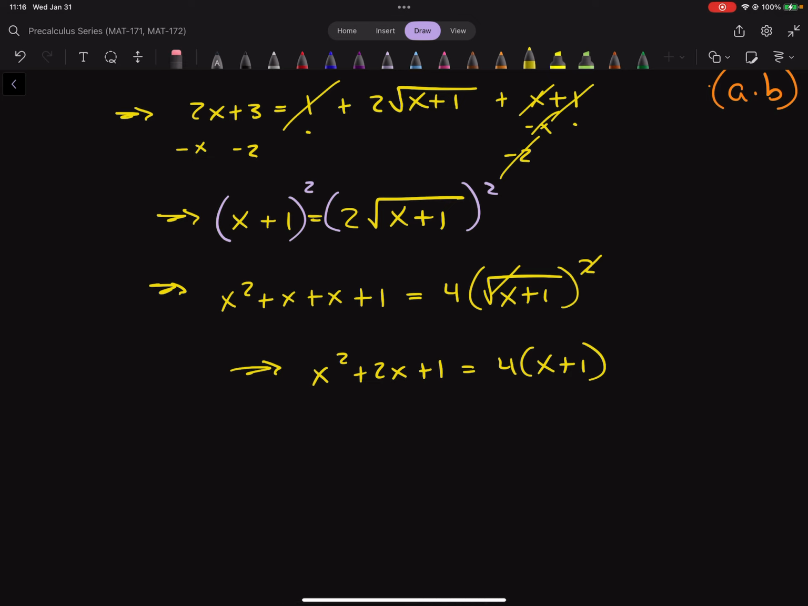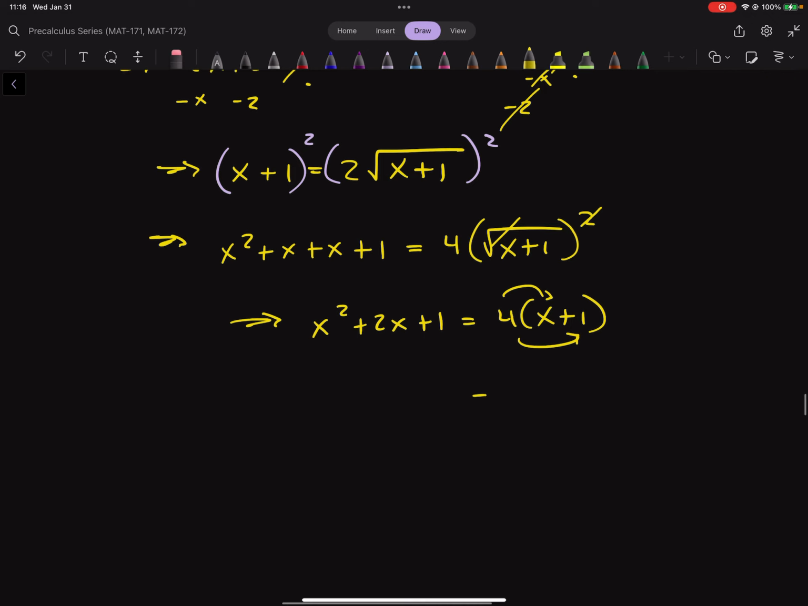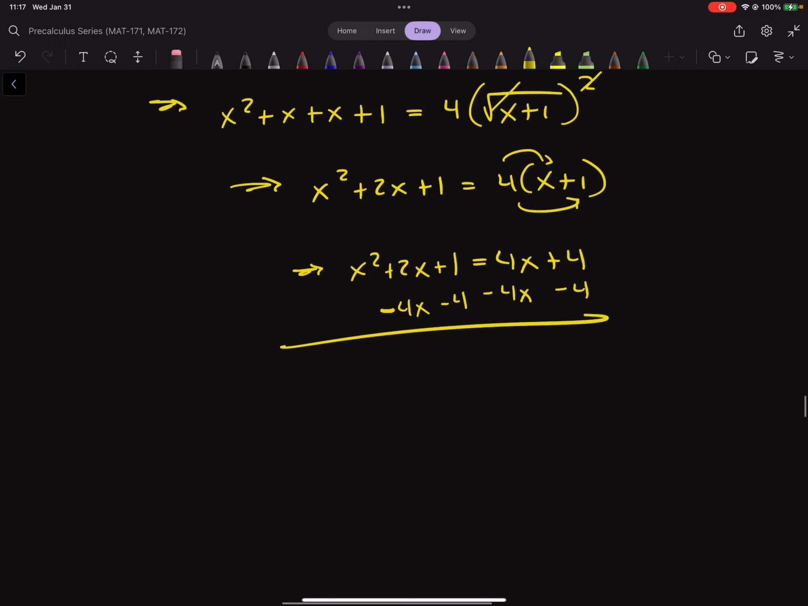You can already see where this is going to go. I'm going to distribute the 4 through both terms. 4x plus 4. The left-hand side is still x squared plus 2x plus 1. Subtract 4x from both sides. Subtract 4 from both sides. x squared minus 2x minus 3 equals 0.